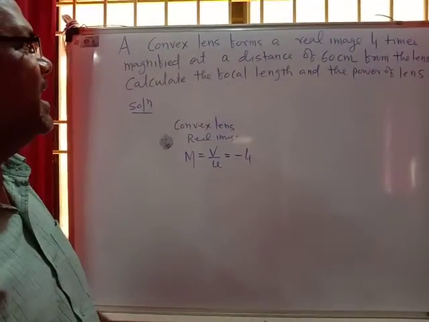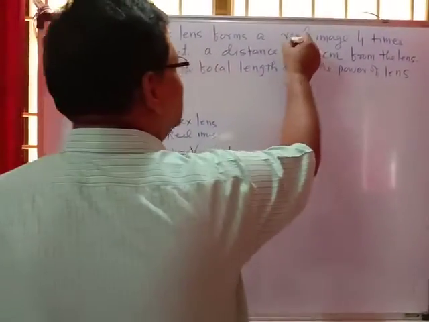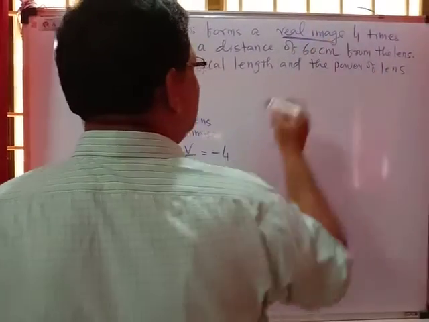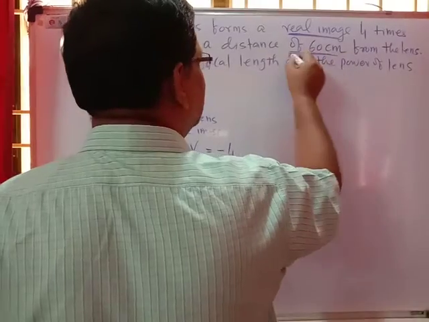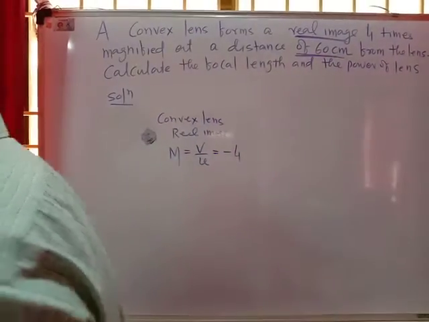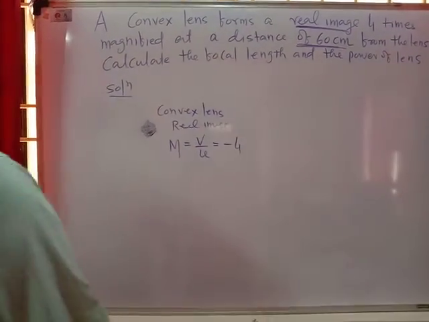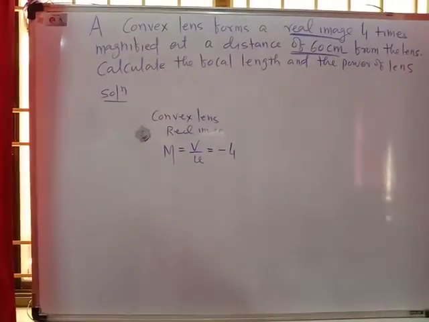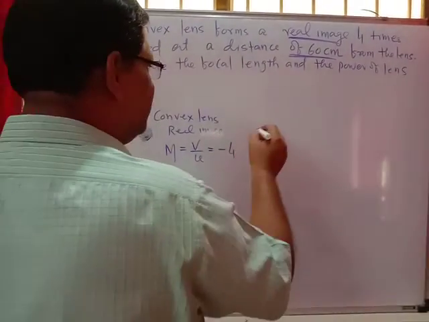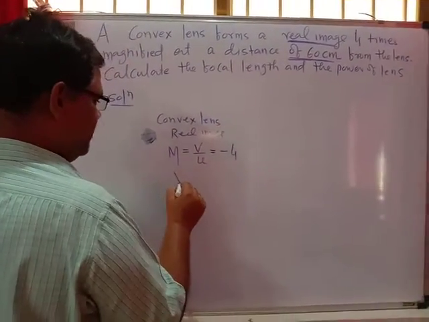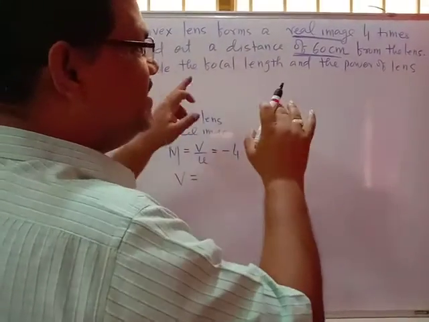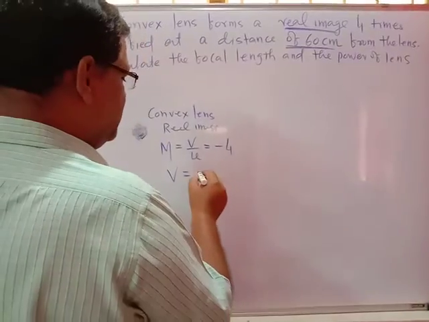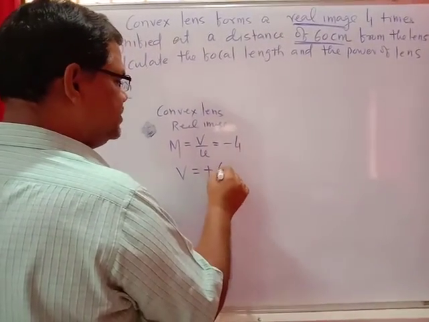The image is magnified at a distance of 60 centimeter from the lens. Calculate the focal length. As it is the real image, and the image is formed at 60 centimeter from the lens, what will be the V? V will be equal to 60 centimeter. That is the real image on the right side, so automatically it will be plus 60 centimeter.